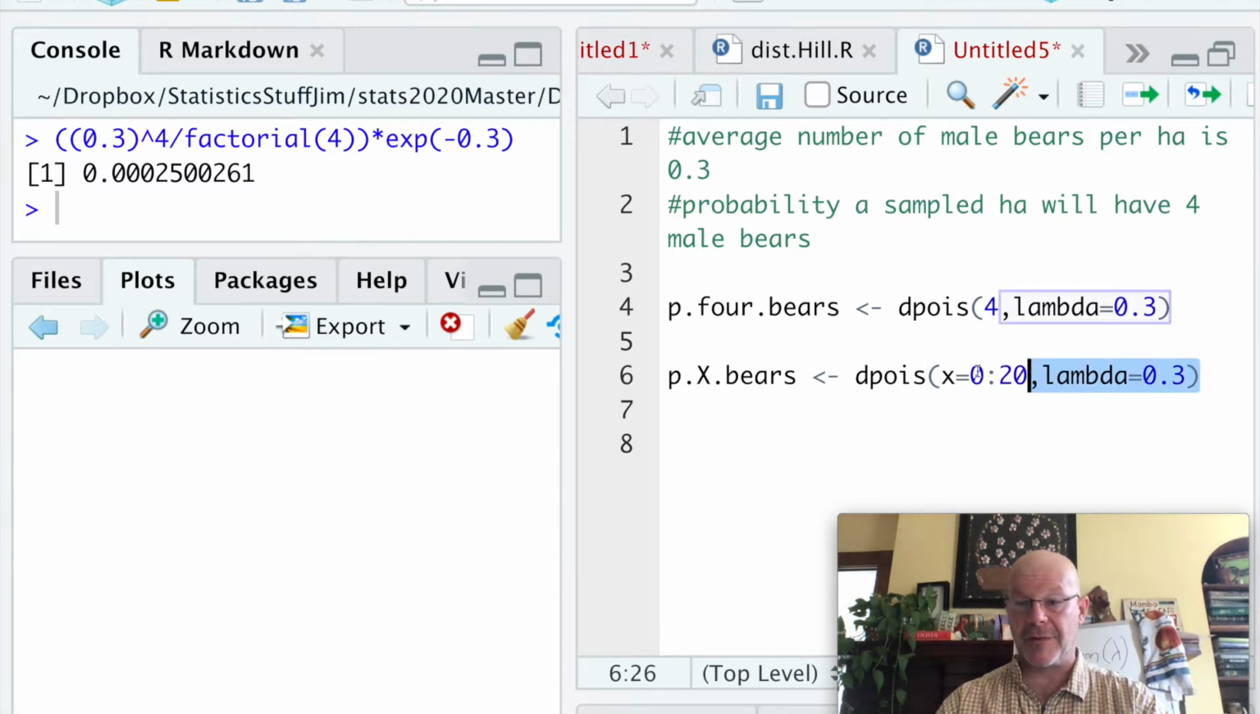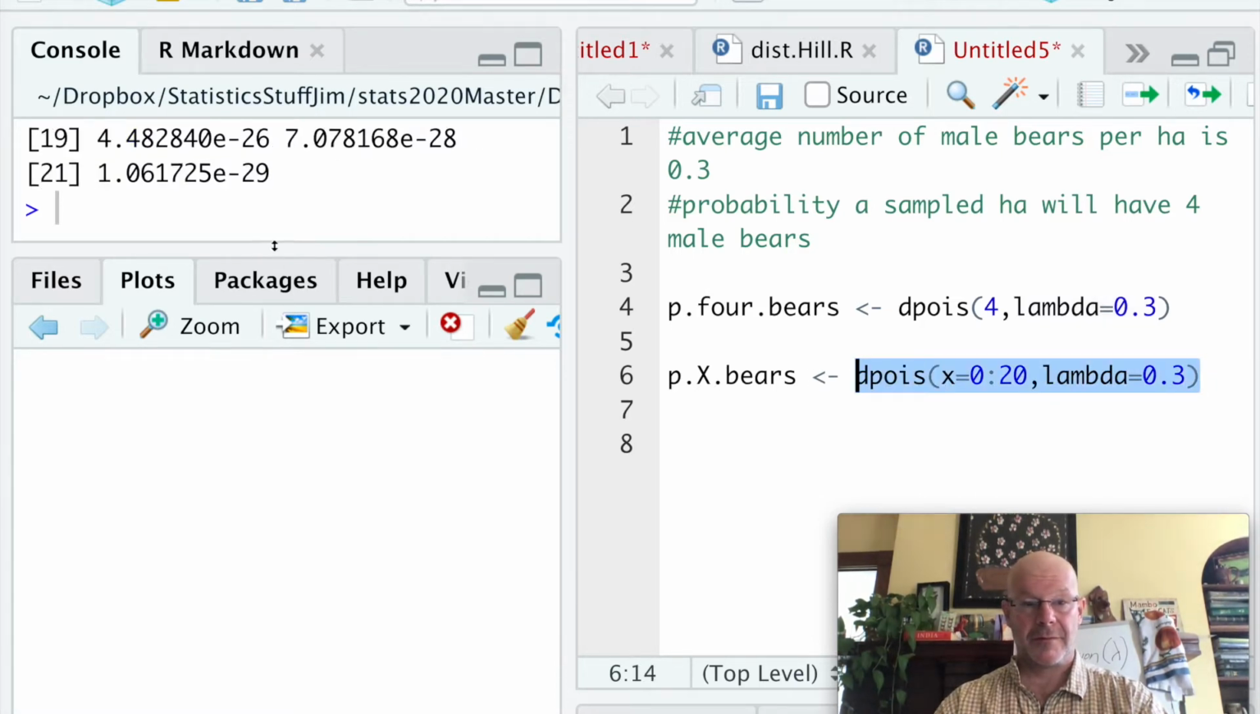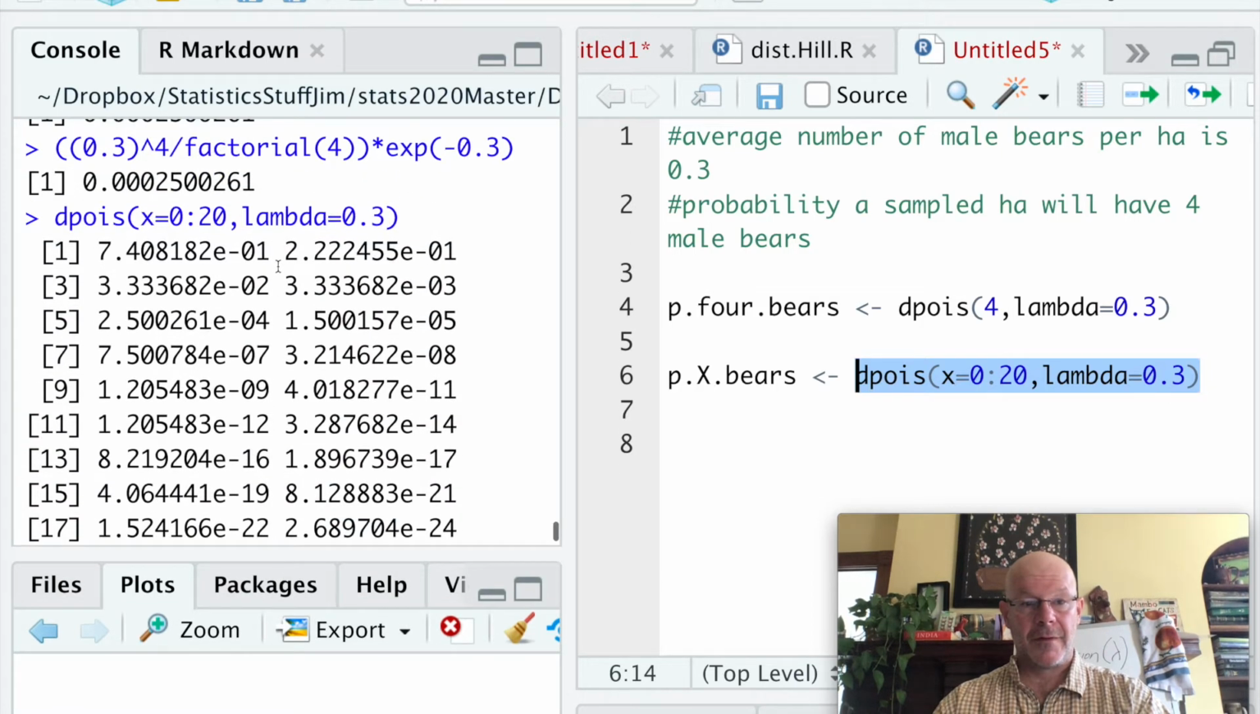So if I were to just run that, this right here is the probability that there would be 0 bears. And so for any randomly selected hectare, 74% of the time you would expect to see 0 bears. And then here, 22% of the time you expect to see one bear. And now it gets down to 3% of the time you expect to see two bears.